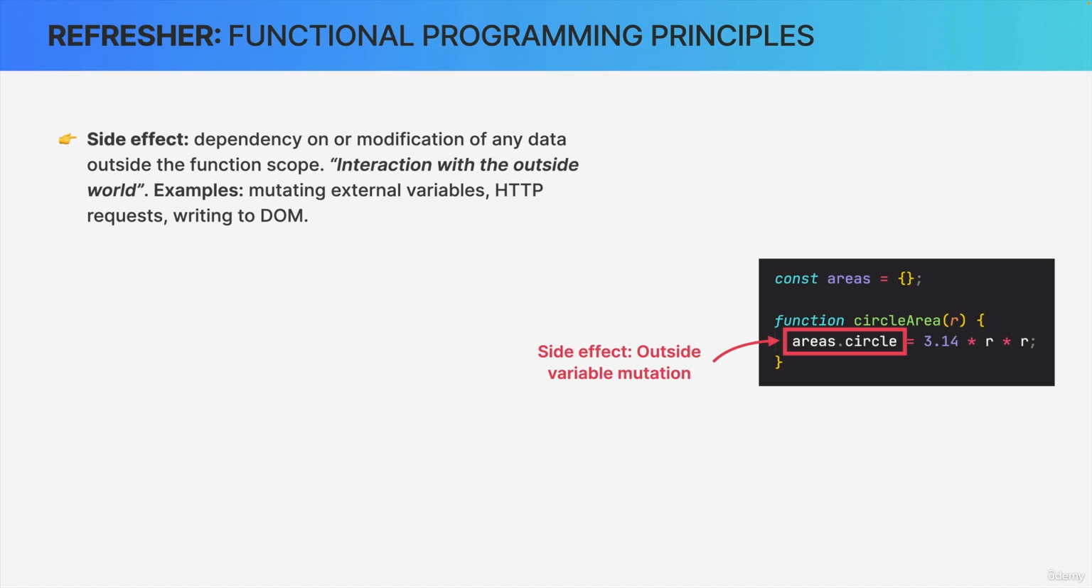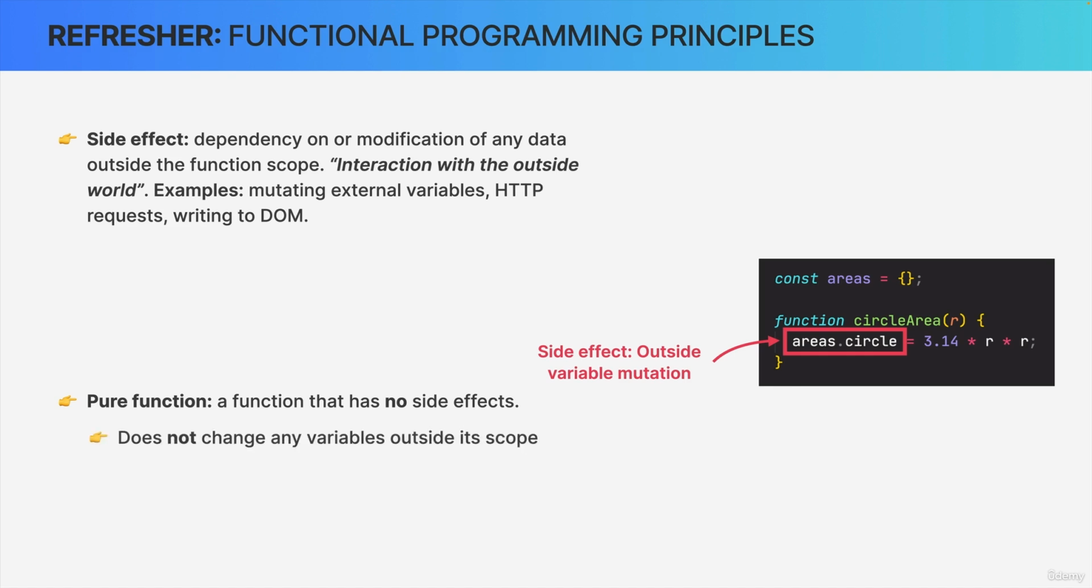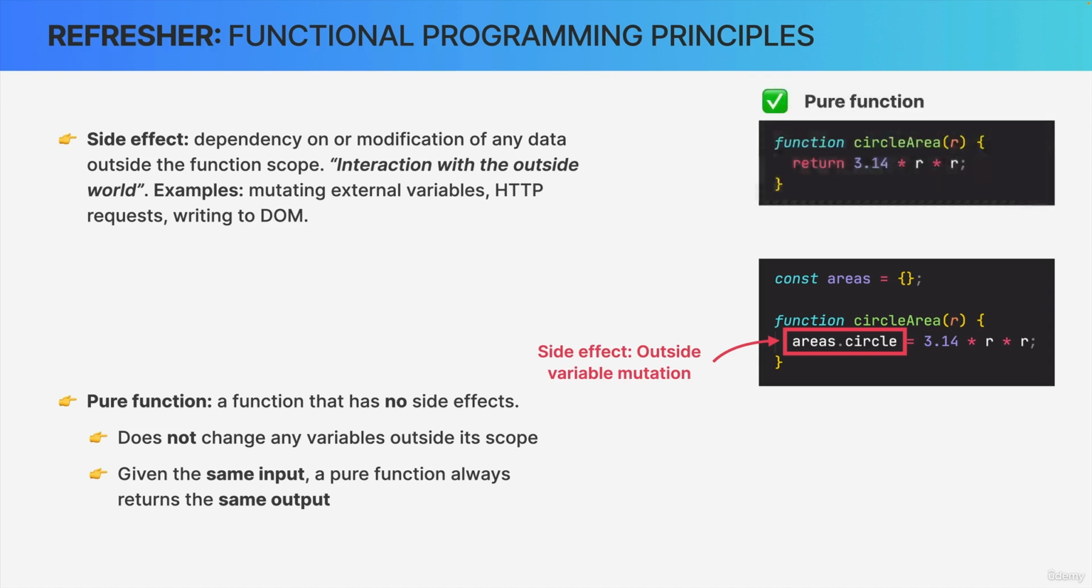The other important functional concept is pure functions, which are basically functions without side effects. So basically, these are functions that do not change any variable outside their scope. Also, when we give a pure function the same input, it will always return the same output. For example, this function is clearly a pure function, because if we give it the same argument r, it will always give us the area of the circle based on that r value. So the output only depends on the inputs, which makes this function predictable.